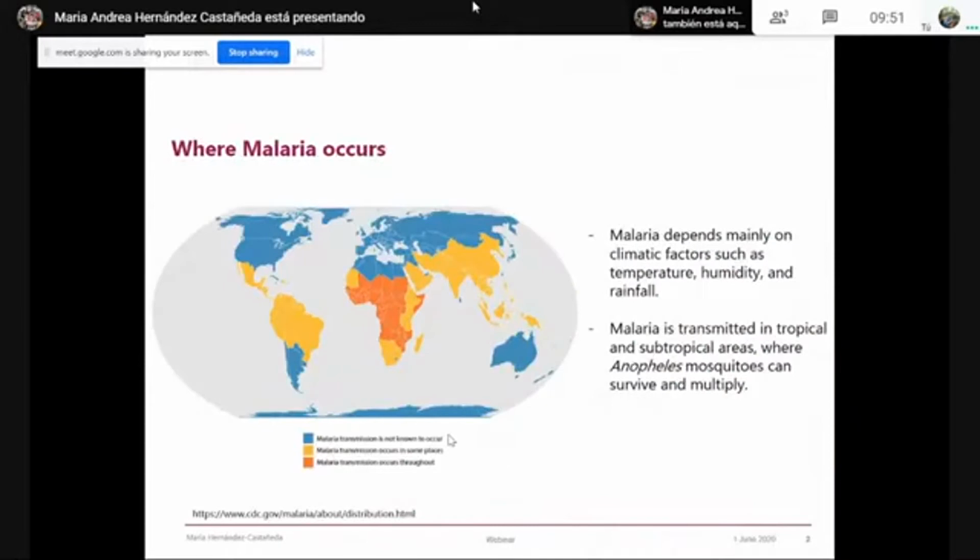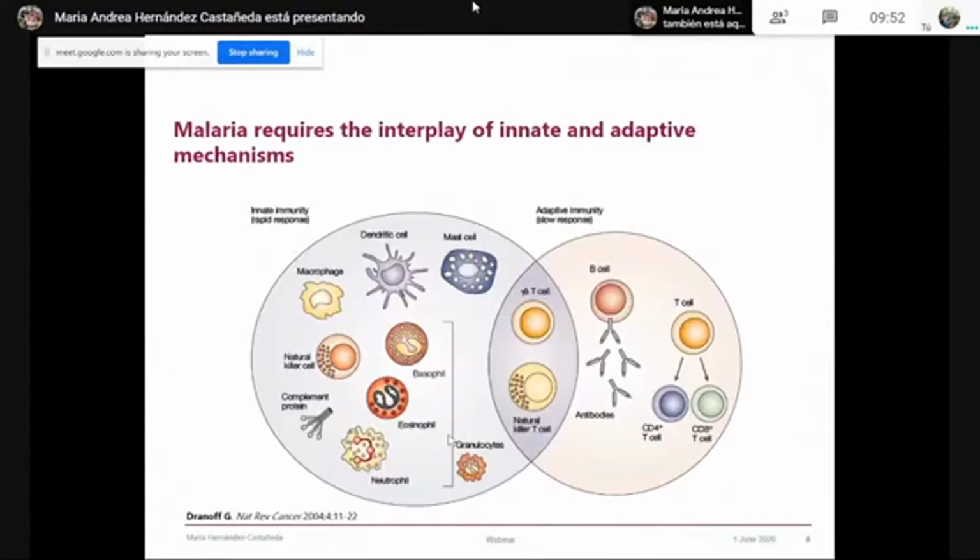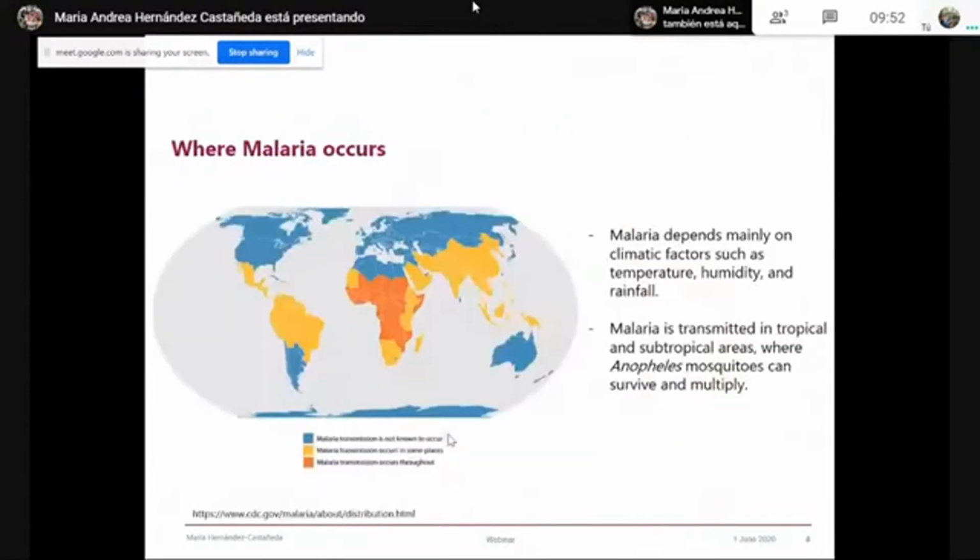Malaria depends mainly on climatic factors such as temperature, humidity, and rainfall. Malaria is also transmitted in tropical and subtropical areas where the Anopheles mosquito can survive and multiply. Temperature is particularly critical: generally in warmer regions closer to the equator, transmission is more intense, and malaria is transmitted all year long. The highest transmission is found in Africa south of the Sahara and also in parts of Oceania. As I said, temperature is critical.